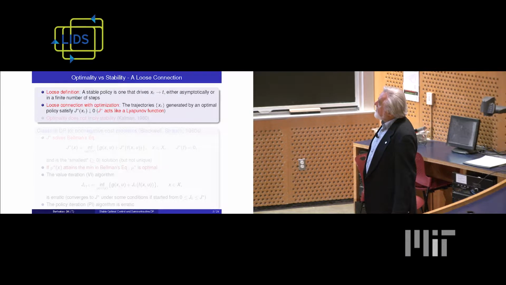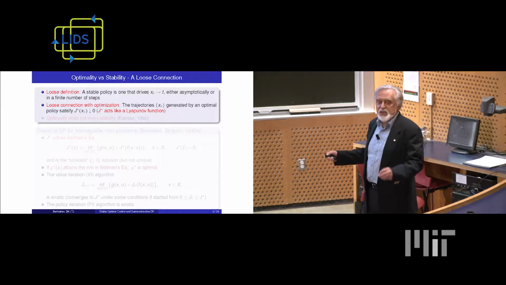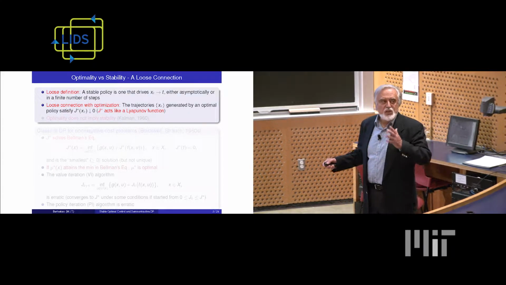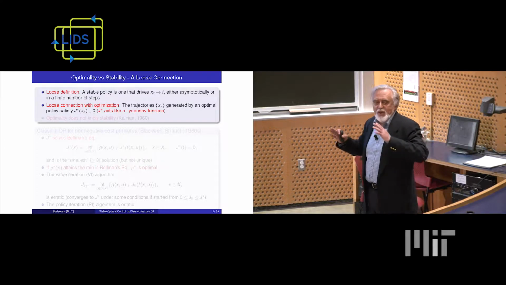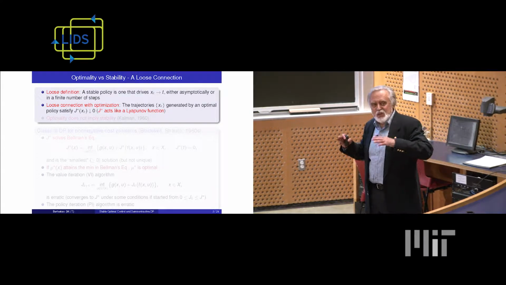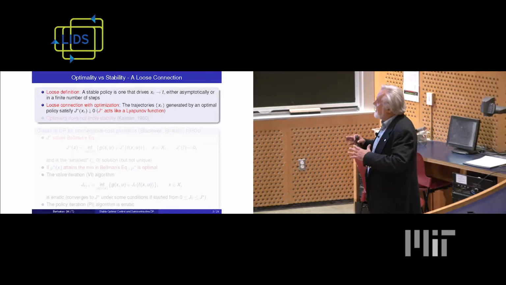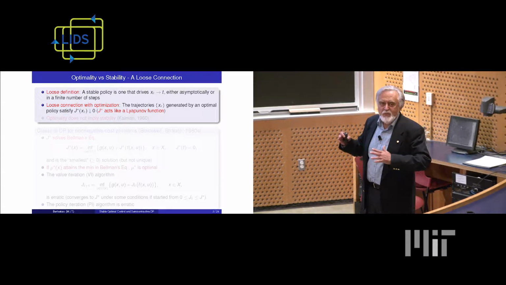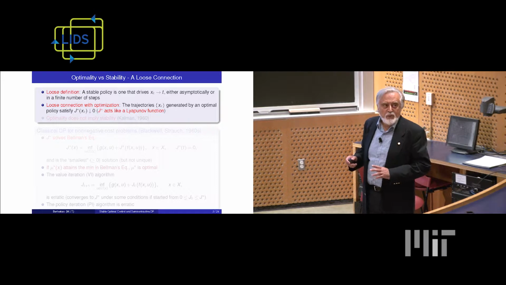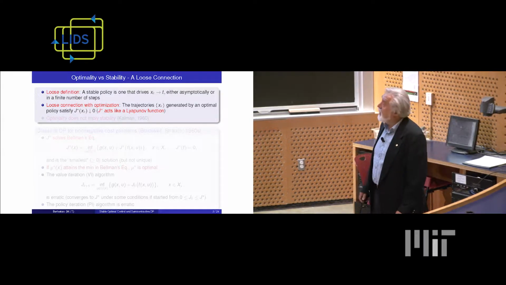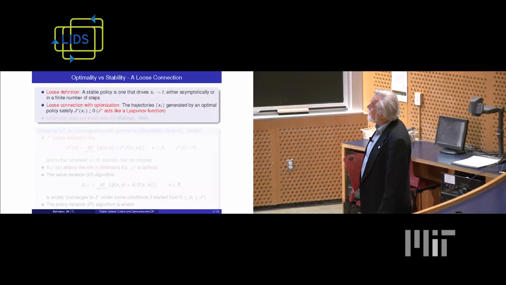Now, there is a connection between stability and optimization, because if you are able to find an optimal policy, and you look at the trajectories generated by this policy, then you can prove that J star of x_k goes to 0. So J star, the optimal value function, sort of acts like a Lyapunov function. It's not quite a Lyapunov function, but it looks like one, and with some further analysis, it could serve as a Lyapunov function and be used to obtain an optimal controller.